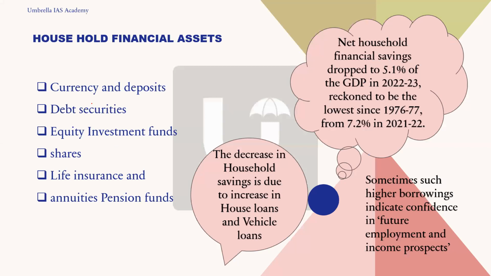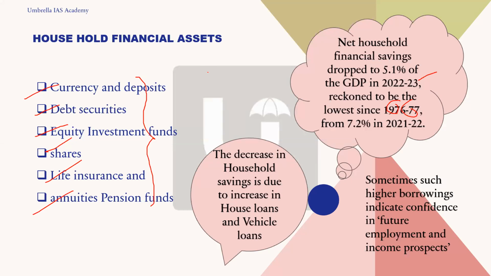So what are these household financial assets? They are currency, debt securities, equities, shares, life insurance, even your pension funds, annuities. All this will come under household financial assets. So what happened recently is net household financial savings dropped to 5.1% of GDP in 2023, reckoned to be the lowest since 1976-77, almost four decades. It's the lowest for four decades.